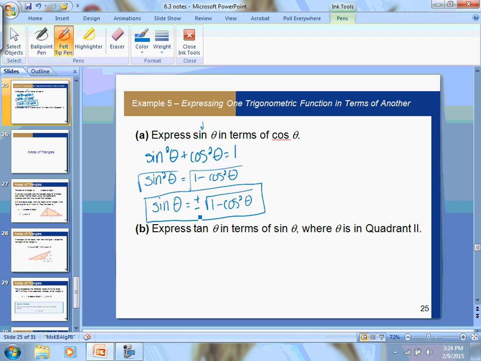Okay. Now part B, this one's a little more challenging, a little more thought-provoking. It says express tangent in terms of sine.